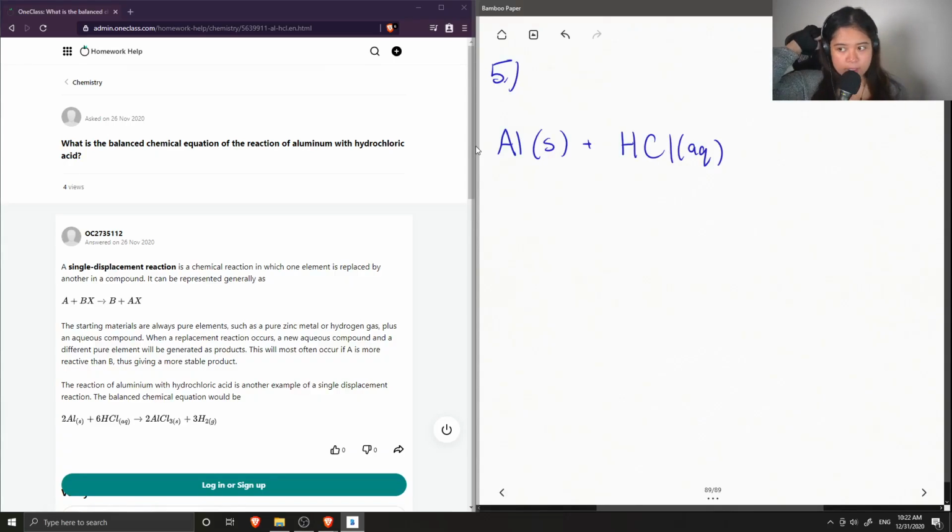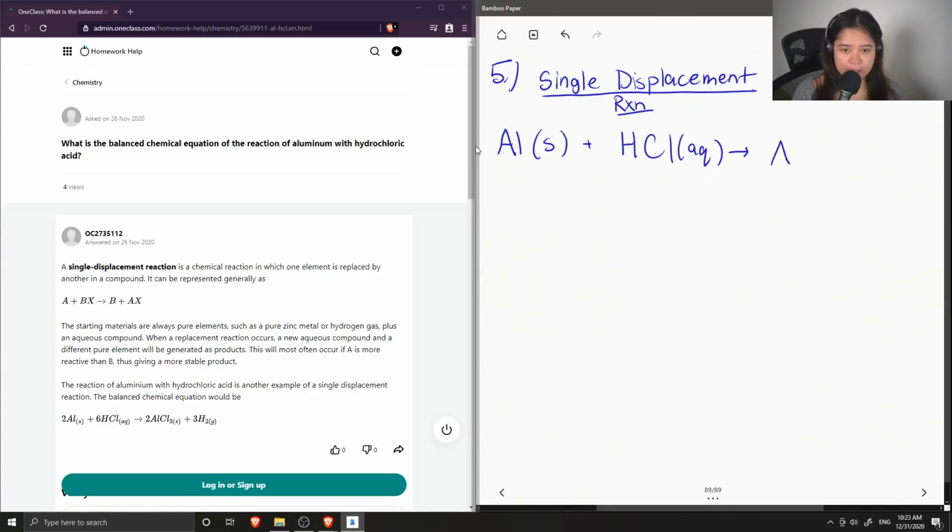Okay, so notice that we have 3 different elements, and the most common reaction that occurs when you have just like 3 components is the single displacement reaction. So basically, the aluminum would kind of swap places with the hydrogen almost.